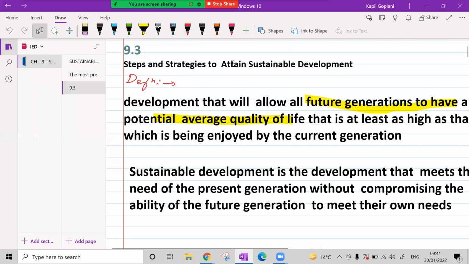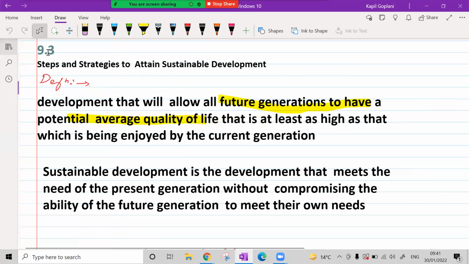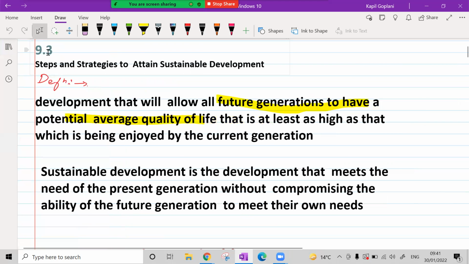Moving on to the last topic, and this chapter will wind up. What are the steps for sustainable development? Have you heard about this word, sustainable development, before? Yes. So that definition is to be given.